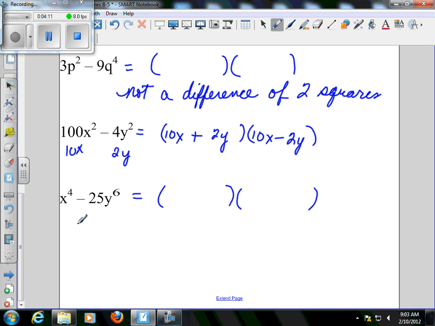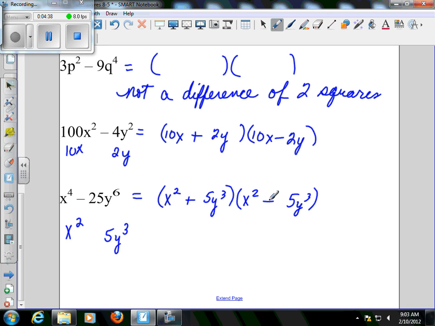Now let's move on to the next one. We have x to the 4th minus 25y to the 6th. What do you have to square to get x to the 4th? That's x squared. What do you have to square to get 25y to the 6th? Well, that would be 5y to the 3rd. You're basically taking the square root. So let's plug in the x squared, the 5y to the 3rd, and then just fill in your plus and your minus.